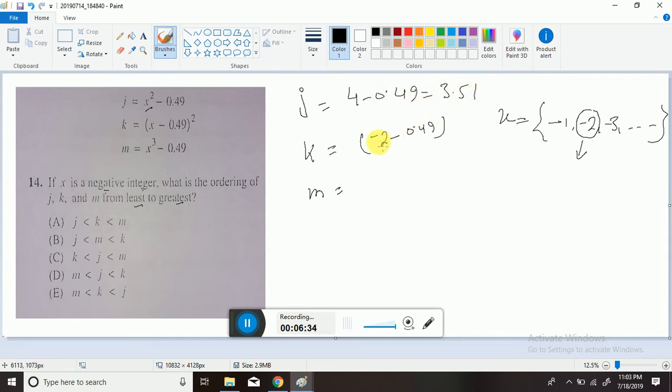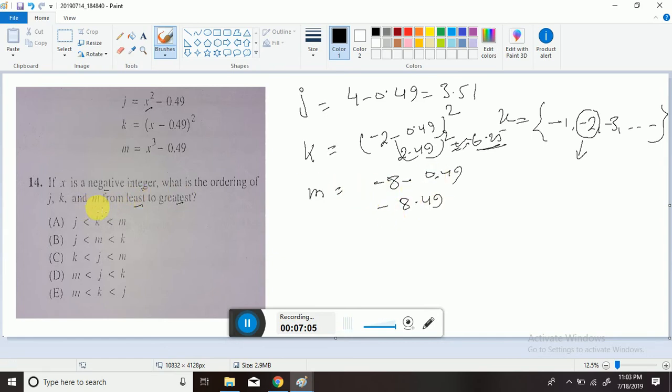The exact solution is -2 minus 0.49, that is 2.49, and again the whole square is there. It is nearly equal to 6.25, nearly equal to, not exactly equal to. And the M value, if you keep it the same way, is -2 into 4, that is -8, minus 0.49. The exact value is -8.49. Both negatives are added.